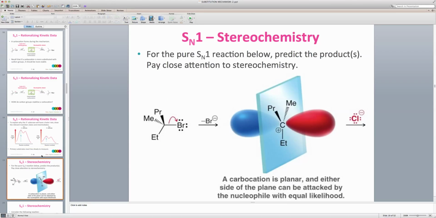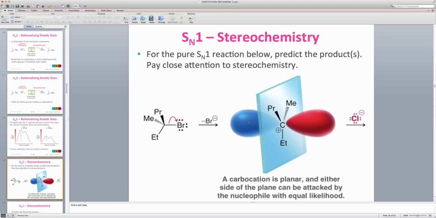Now, the stereochemistry, again, this is Klein's representation. I think it works very, very well. We can have approach from the front orbital or the red orbital. And if we do this, we will maintain the stereochemistry. So when it attacks, it pushes the propyl, the methyl, and the ethyl back to where it was.